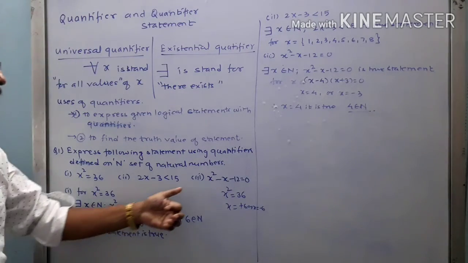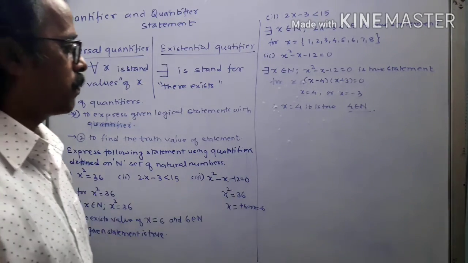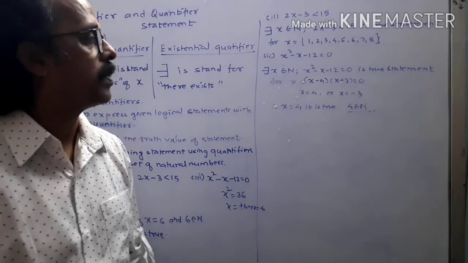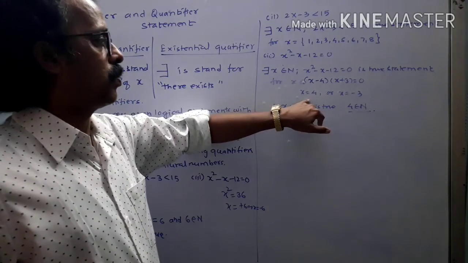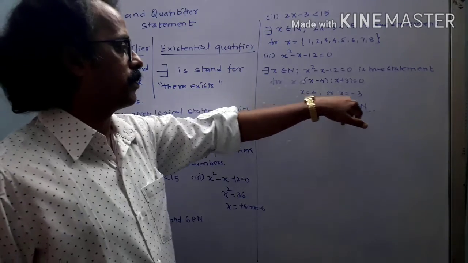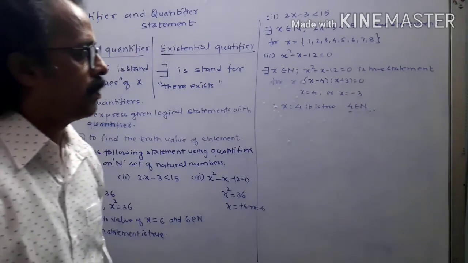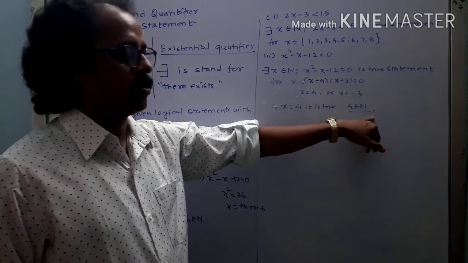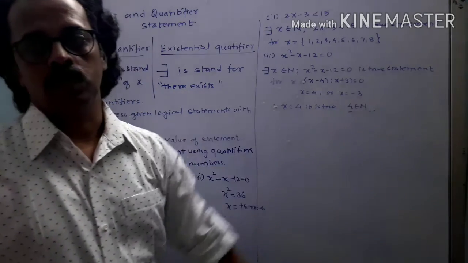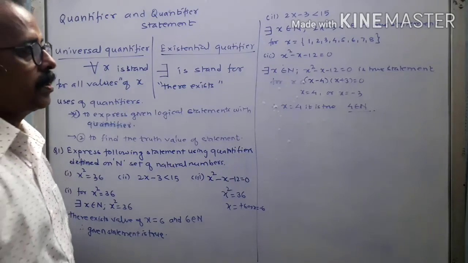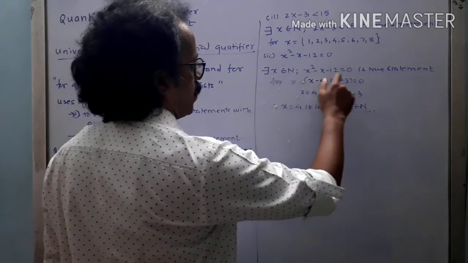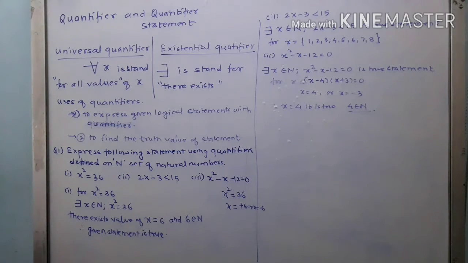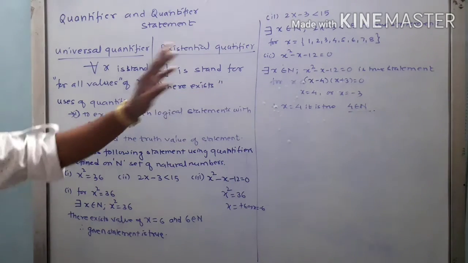The third example I gave you today is x square minus x minus 12. Now we need to factorize to find the respective values of x. We obtained the two roots: x is equal to 4 and x is equal to minus 3. So here we can say that x is equal to 4 is true as 4 belongs to the natural numbers, but minus 3 does not belong to the natural numbers, and that is the reason we say this statement is true for x is equal to only 4. Right, so that is the truth value of the given statement.